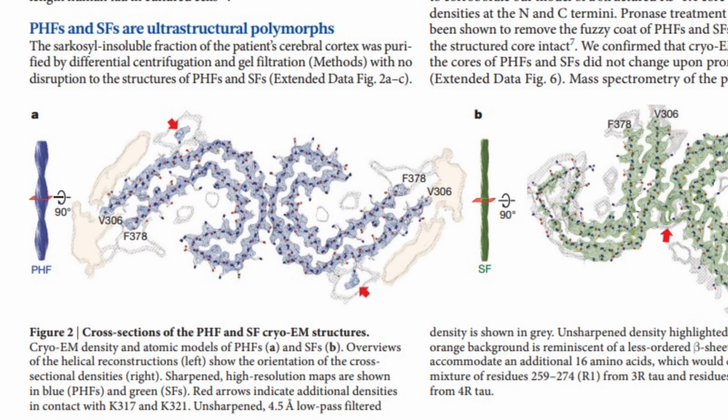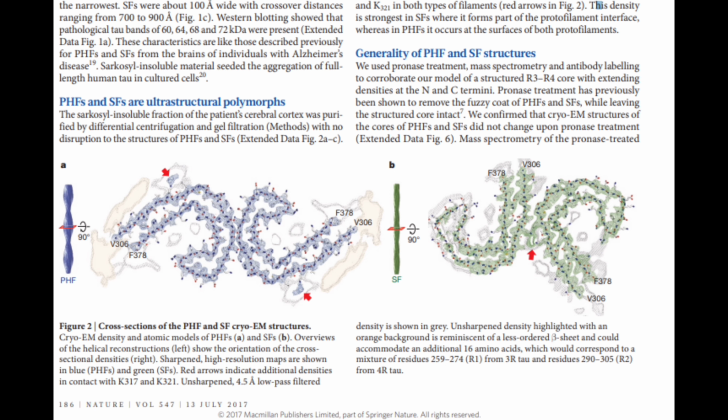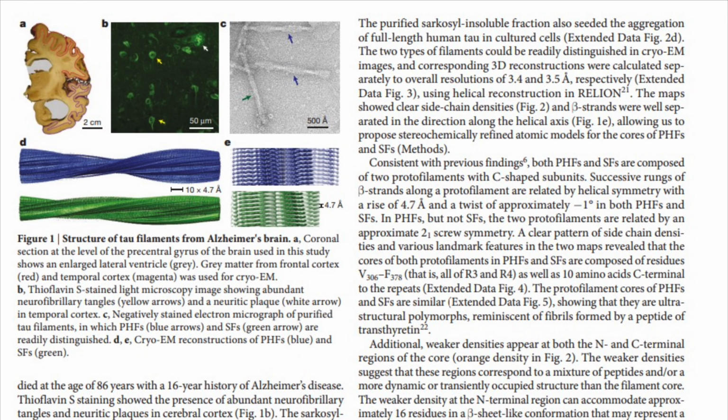PHFs and SFs are ultrastructural polymorphs. The sarcosyl-insoluble fraction of the patient's cerebral cortex was purified by differential centrifugation and gel filtration, methods, with no disruption to the structures of PHFs and SFs, extended data figure. The purified sarcosyl-insoluble fraction also seeded the aggregation of full-length human tau in cultured cells. Extended data figure 2D.